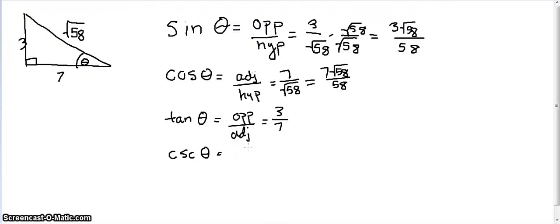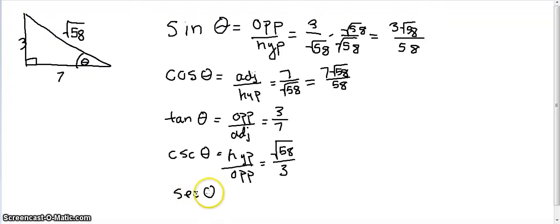Cosecant of theta is going to be the inverse of sine, which just means we're going to flip it, the hypotenuse over the opposite side. And I can take it from the point where I had 3 over the square root of 58. If I just flip that, I'm going to have the square root of 58 over 3. We've got the secant next. So secant of theta is going to be equal to the inverse of cosine, so it's going to be the hypotenuse over the adjacent side. I can take it from right here, it's going to be the square root of 58 over 7.